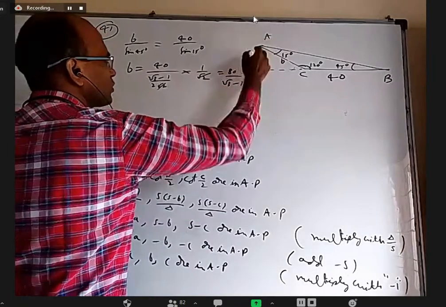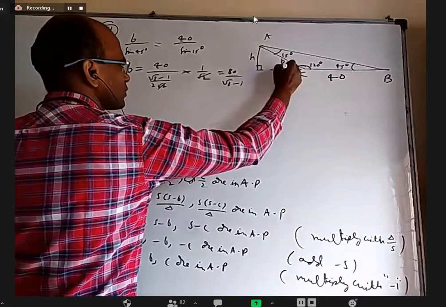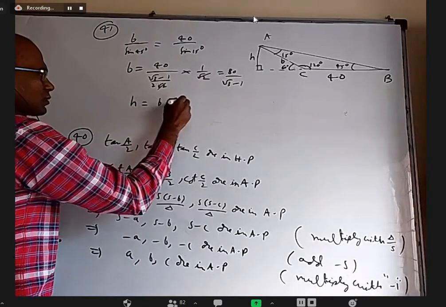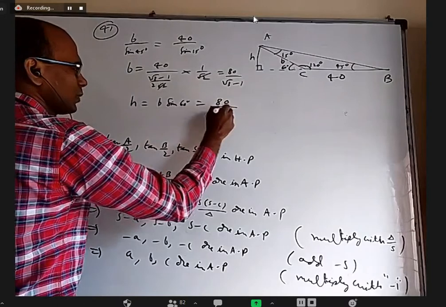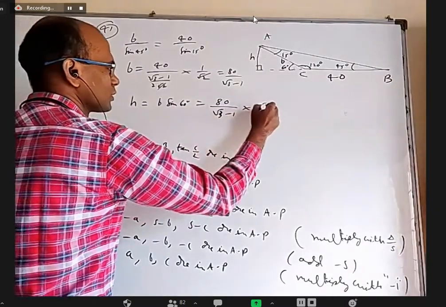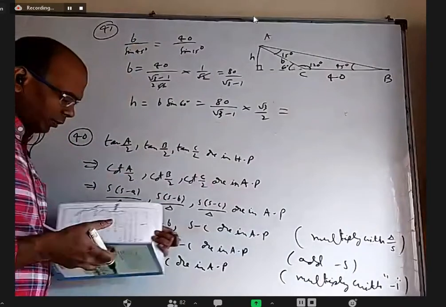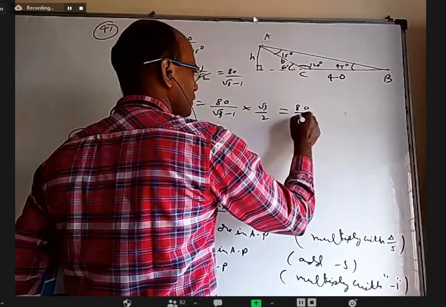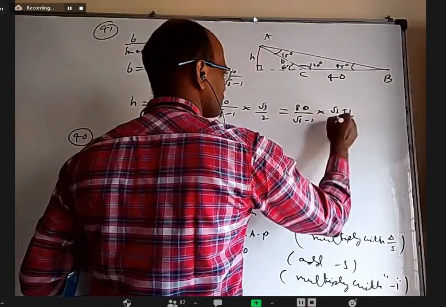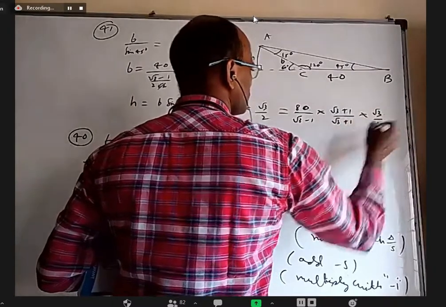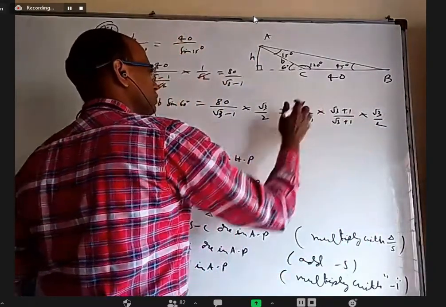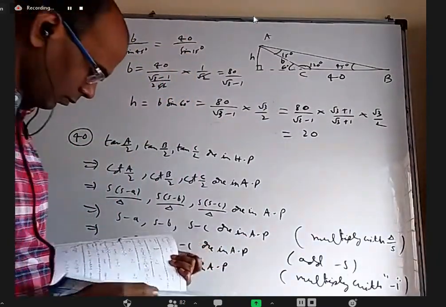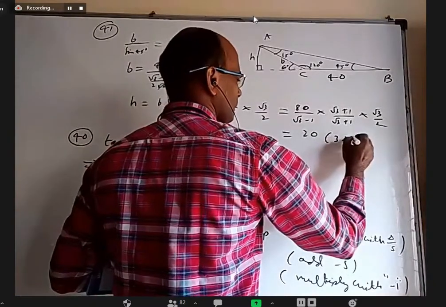That is B. Now I want to find this height and this angle is 60. So H is equal to B into sine 60 degrees. That is 80 by root 3 minus 1 into root 3 by 2. Depending on the answer, I can rationalize. Okay, multiply with root 3 plus 1. 80 by root 3 minus 1 into root 3 plus 1 by root 3. This will become 2, 2 2s are 4. 20 into 3 plus 3 root 3.